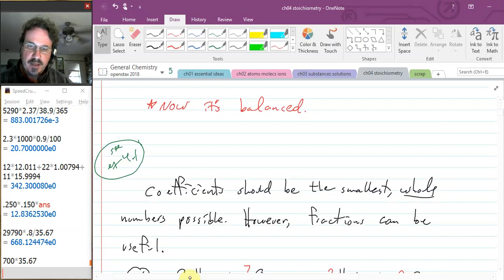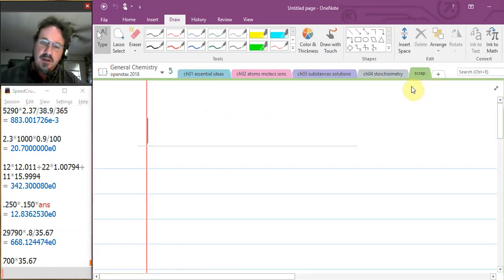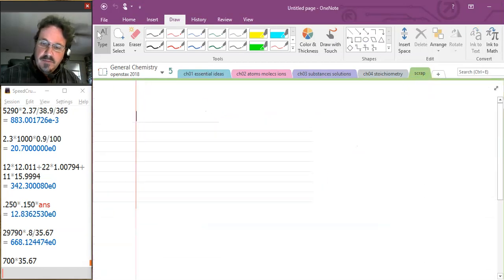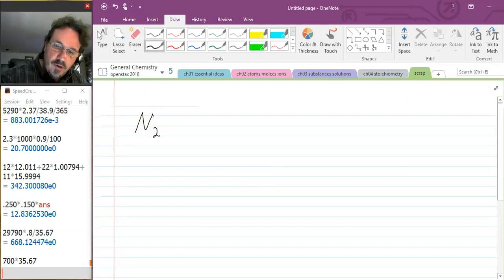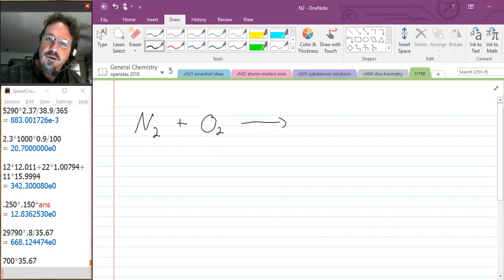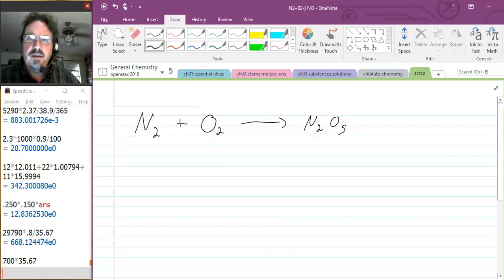Okay, so what we need to do, let me go to my scrap paper here, is first just write this out. So nitrogen is N2, of course, and it's reacting with oxygen, which is O2. It says it produces dinitrogen pentoxide, N2O5. Again, you've got to be able to write the formulas from the names. If I look at this, on the left I've got 2 nitrogens, and on the right I've got 2 nitrogens, so that's good. 2 oxygens and 5 oxygens.